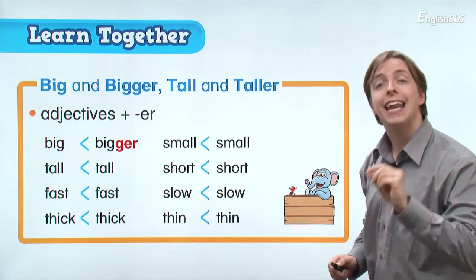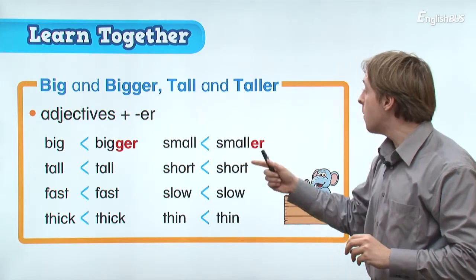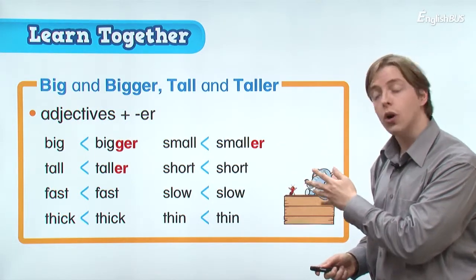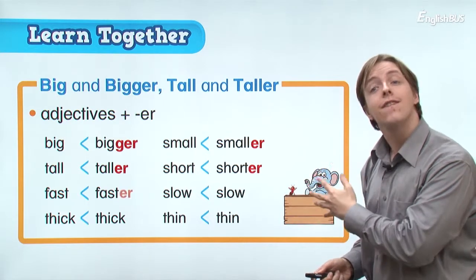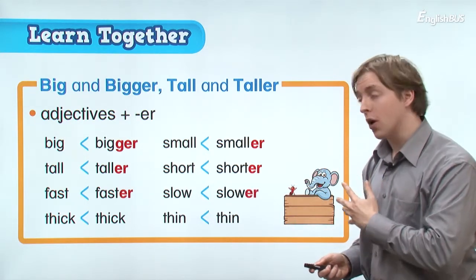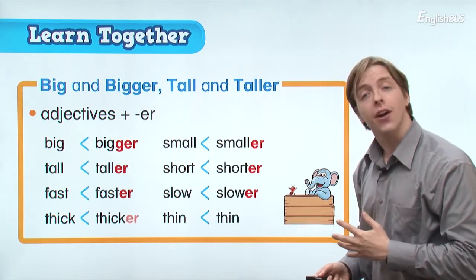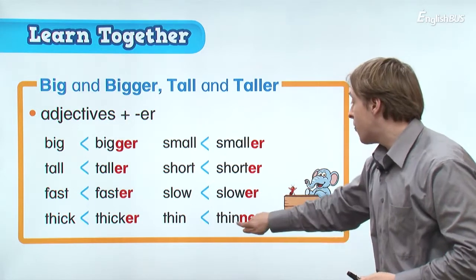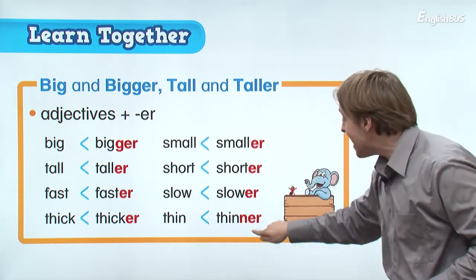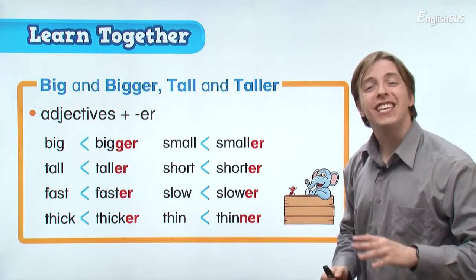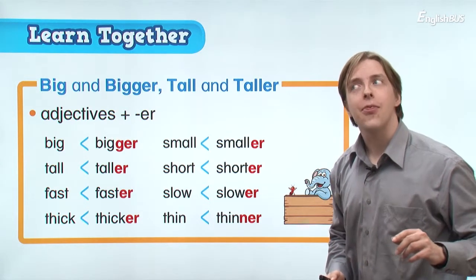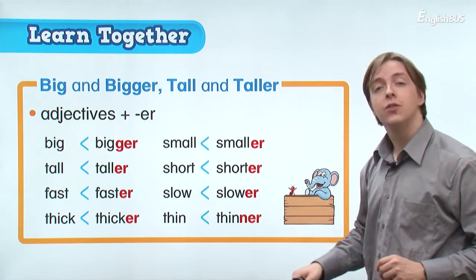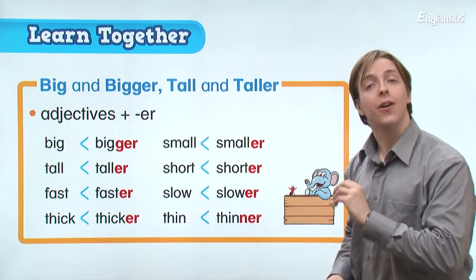Most of the time, we just add ER, like smaller. Small becomes smaller. Tall becomes taller. Short, shorter. Fast, faster. Slow, slower. Thick, thicker. And thin, thinner. Now you may notice thinner is just like bigger. We added another N, because if we didn't do that, it would sound like finer. And that's not right. So we add an extra N to make thin become thinner.